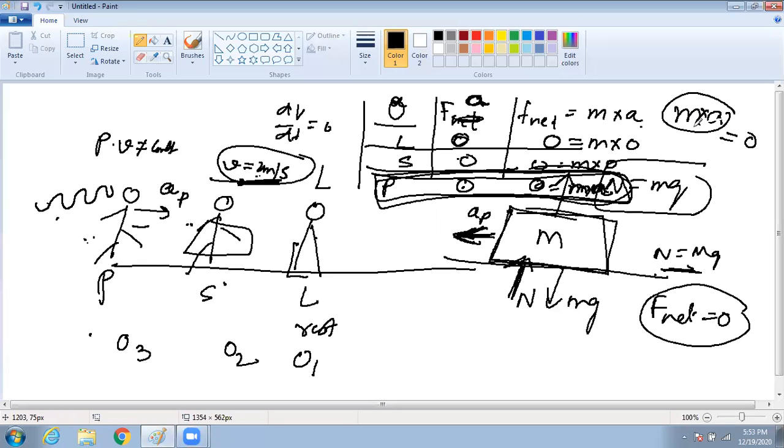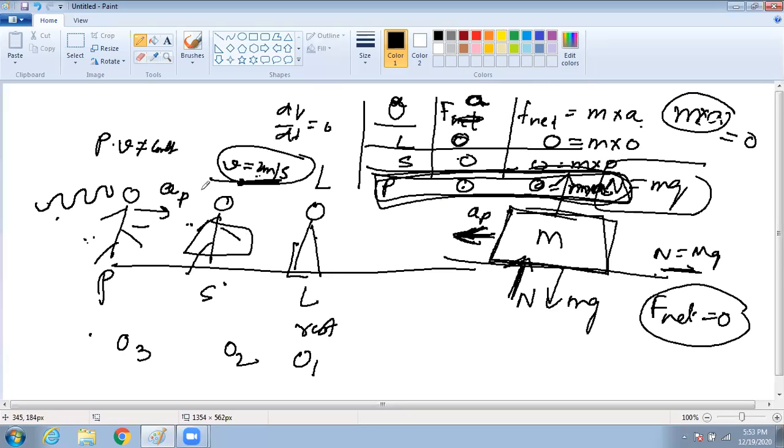Is it possible, Pritam? When you have m and you have a, is it possible that m into a can be 0? No, sir. Then what happened? Why is it not applicable?